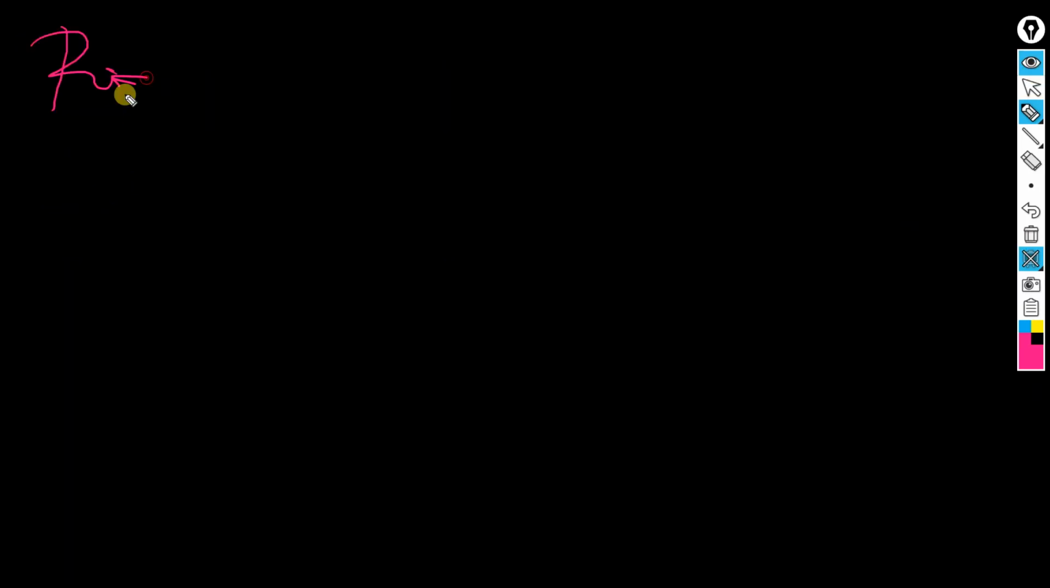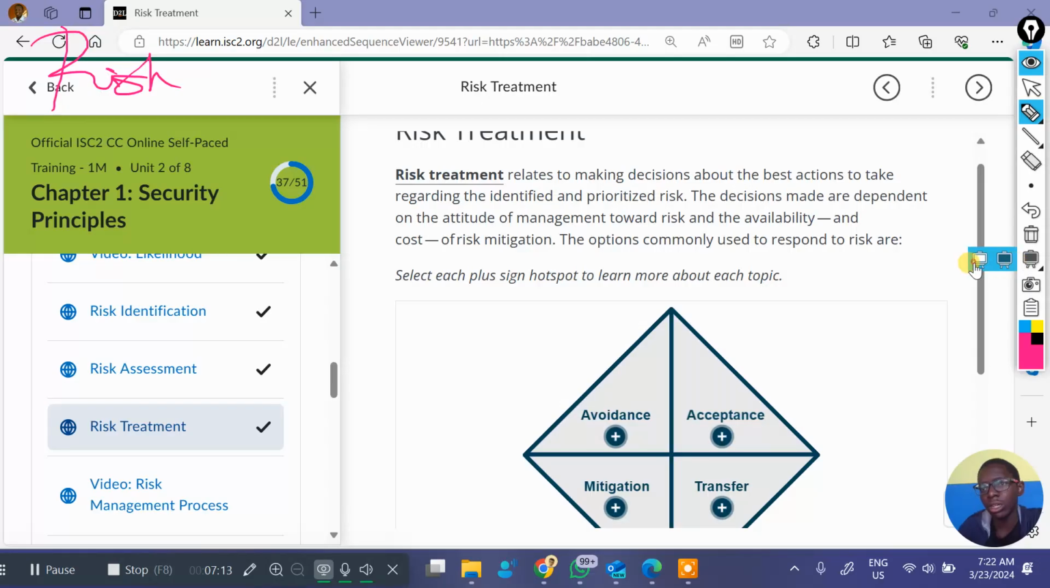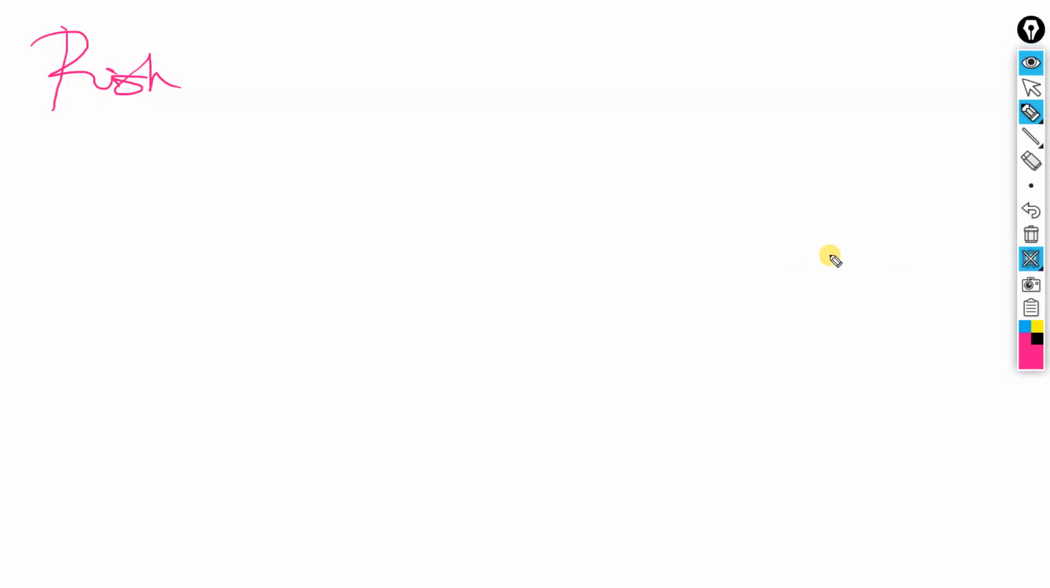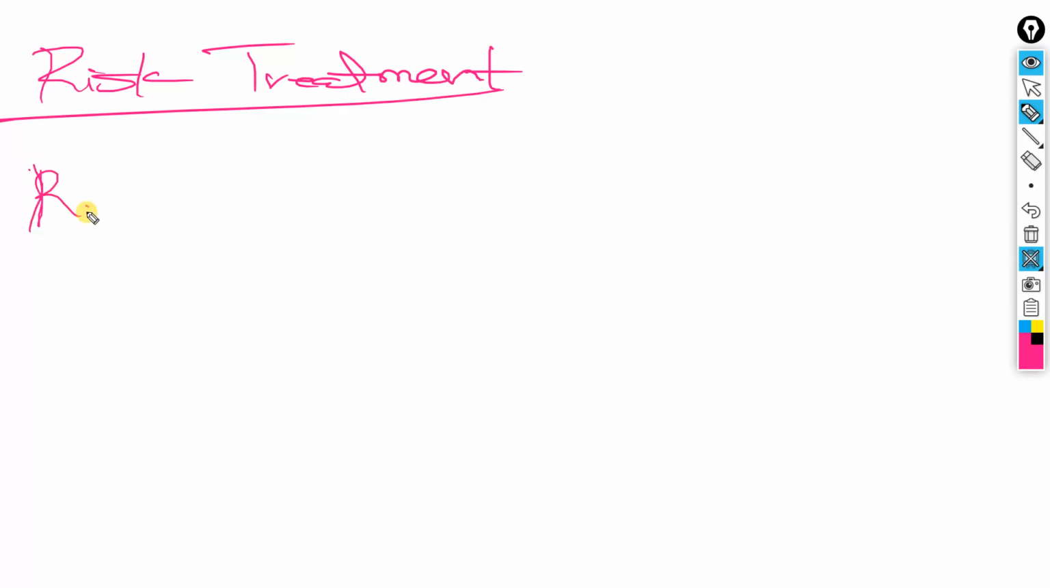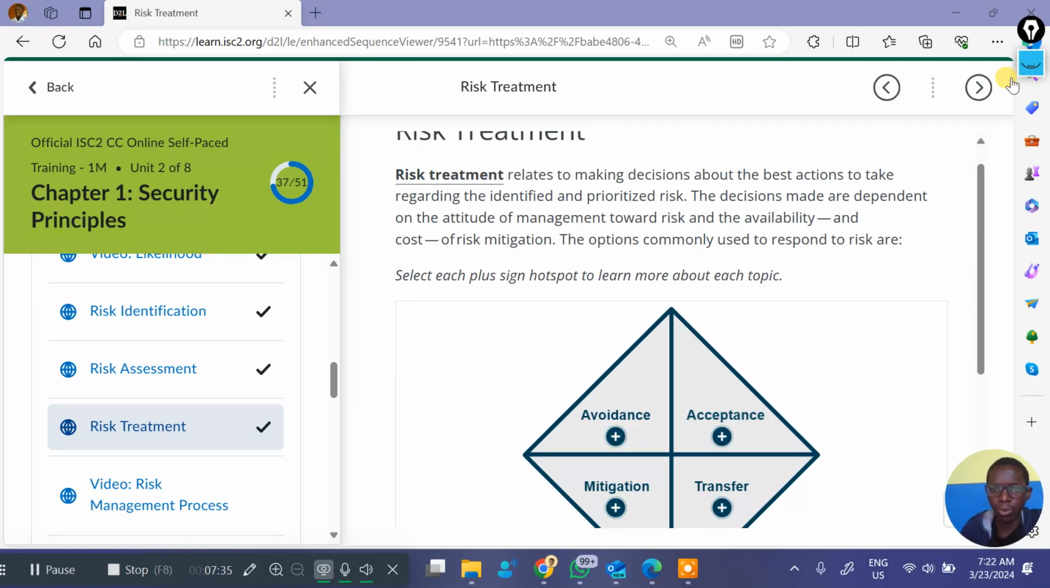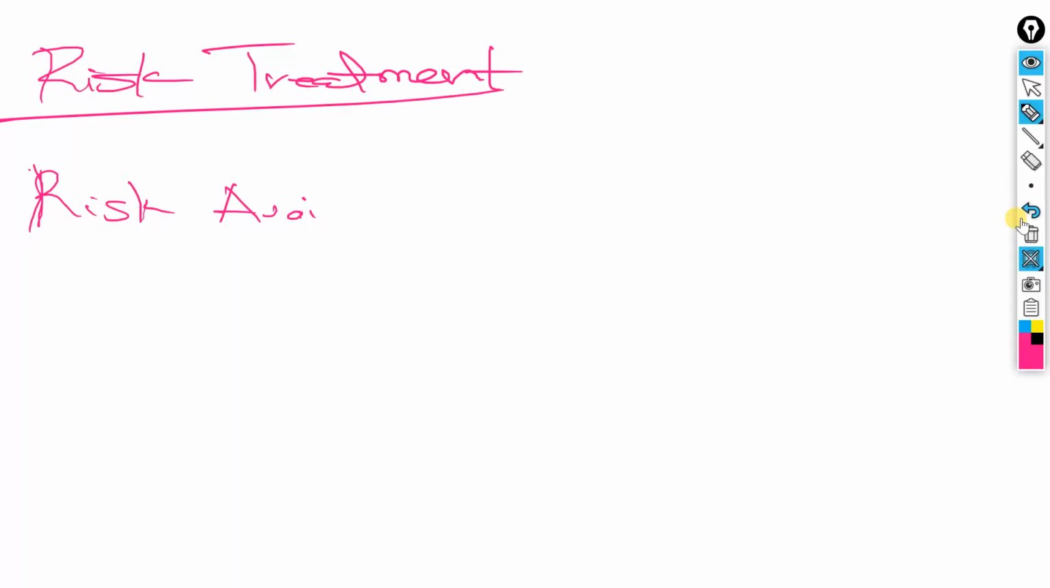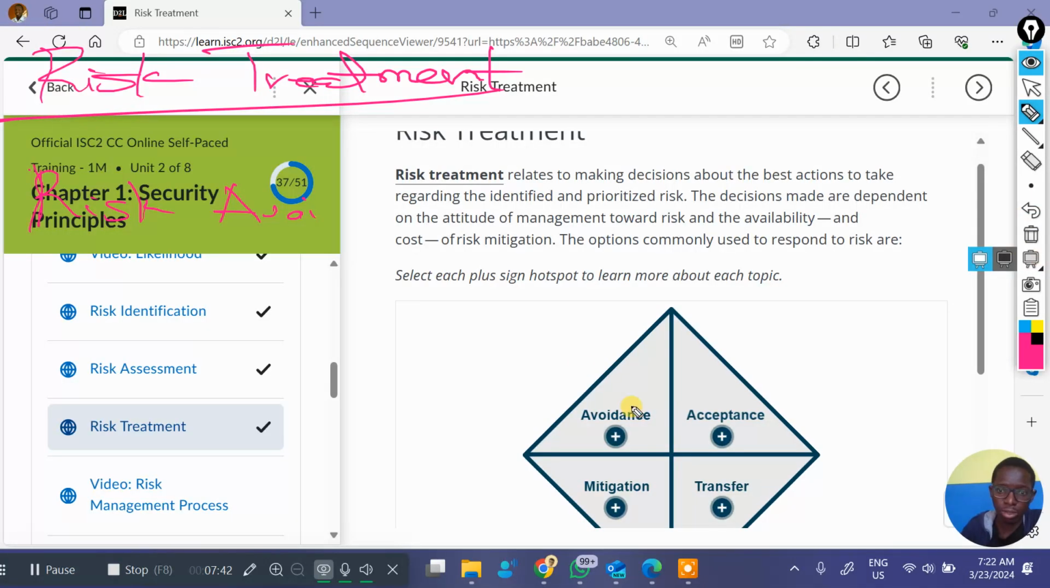When it comes to risk treatment, I think I should switch to a whiteboard so that you know how serious it is. So we're going to do whiteboards right now for risk treatment. There are 4 parts to risk treatment. The first one is risk avoidance. I'm going to just use the way it looks like here so you understand it.